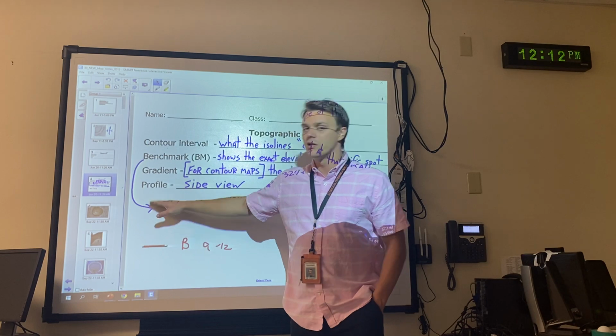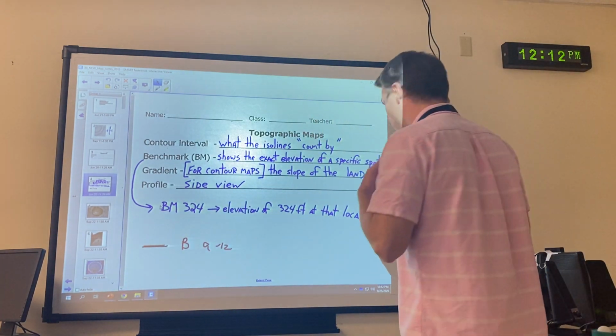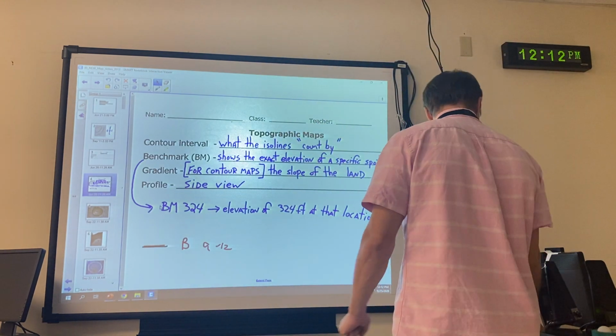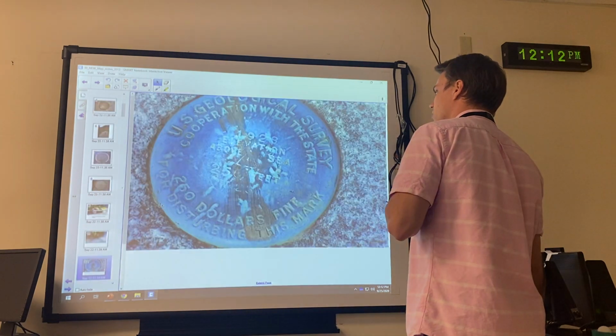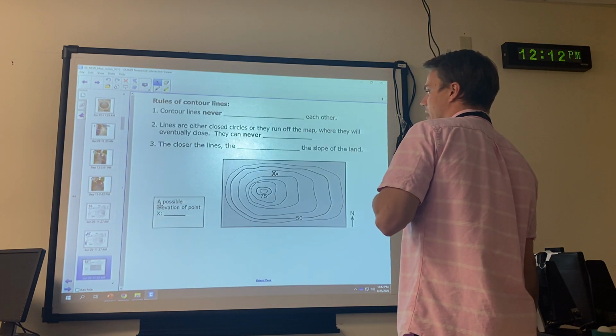And profile just means side view, which again is the perspective that we view the world from because we are on the ground and we see things from the side. We don't see them from above. So let's zoom through these. And I want to talk about this.